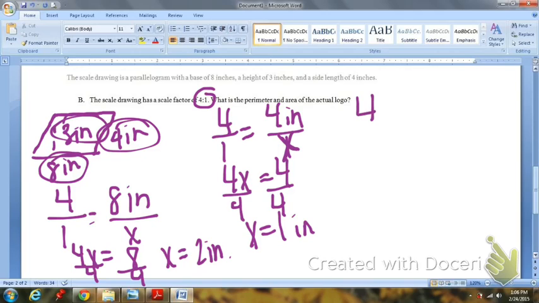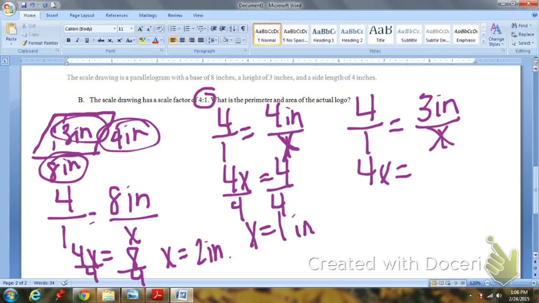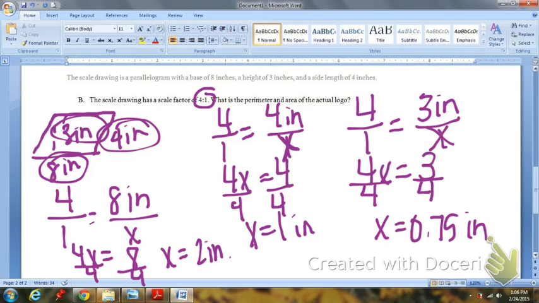Now our final dimension is the height, 3 inches. We're going to say 4/1 equals 3 inches over x, because that's our unknown, and we'll cross multiply. 4 times x is 4x. 3 inches times 1 is 3 inches. And we divide by 4 on both sides to get it away from our x. And we get x equals 0.75 inches. So these are the new dimensions of our parallelogram.